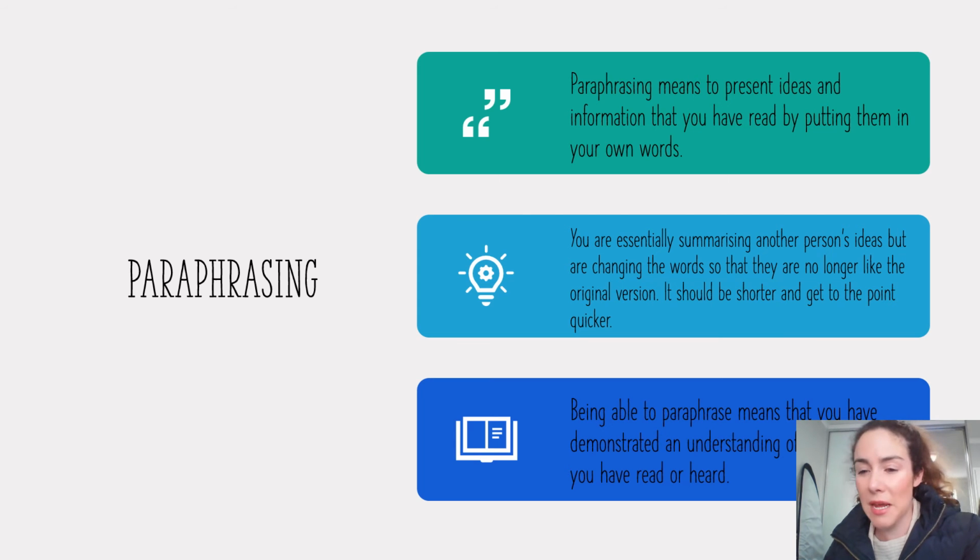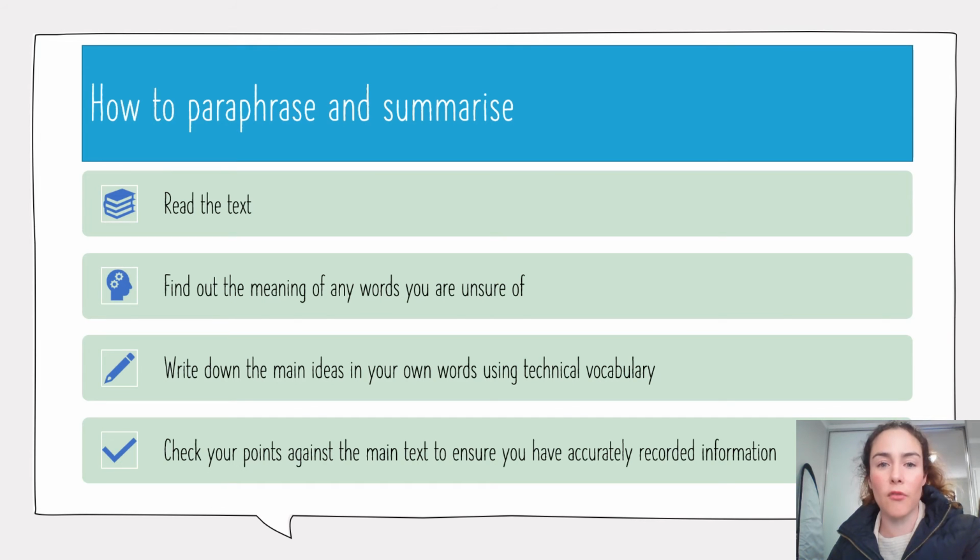So it's basically the same thing as summarizing, but I included summarizing and paraphrasing because they're two skills that we're developing when we research for creating our own informative texts. So how to paraphrase and summarize? The first step is to read the text. The second step is to find out the meaning of any words you are unsure of or any parts of the text you're unsure of.